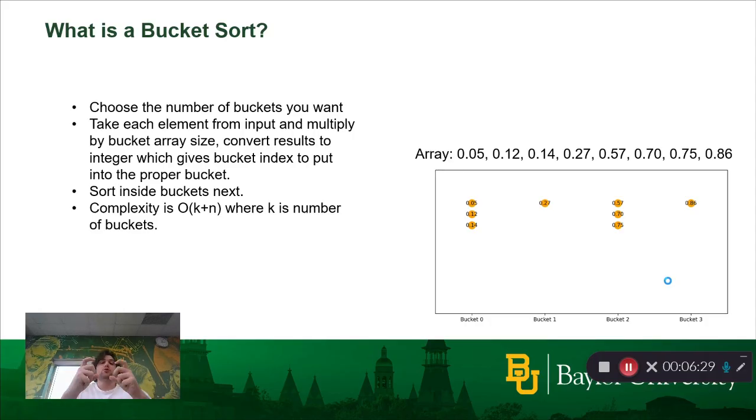Then we complete a sort inside of the buckets, and that is how you do a bucket sort. And then you smack them all back together. You say bucket 0 is this with this size, you then put bucket 1 next to it, then bucket 2, then bucket 3. And so the complexity of this is our operations plus k, where k is the number of buckets, plus n, which is the size of our array again.